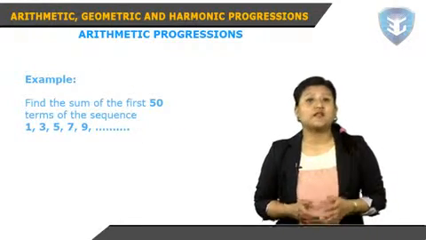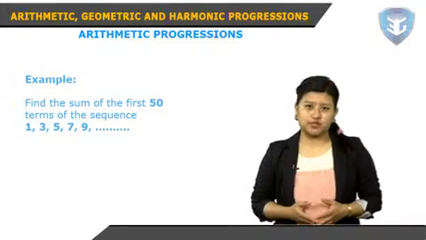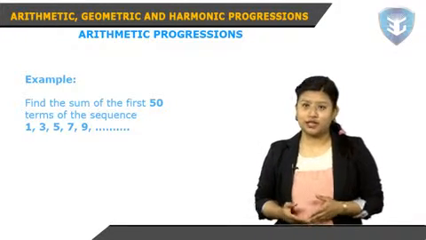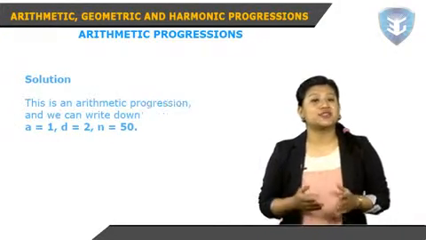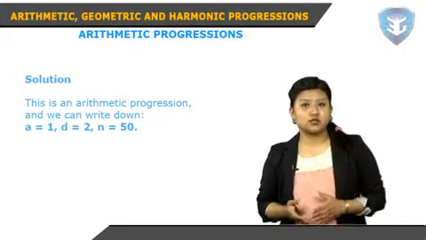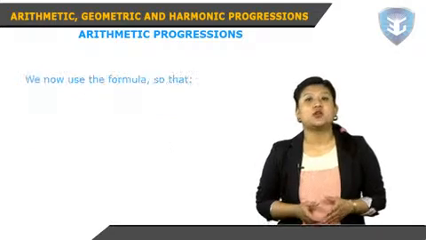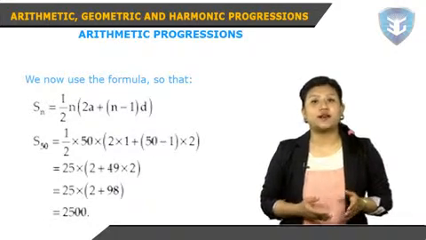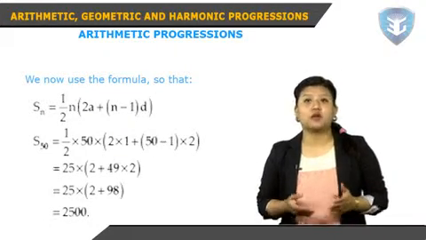For example, find the sum of the first 50 terms of the sequence 1, 3, 5, 7, 9 and so on. Solution. This is an arithmetic progression and we can write down a equals 1, d equals 2 and n equals 50. We now use the formula so that we get the value of S.